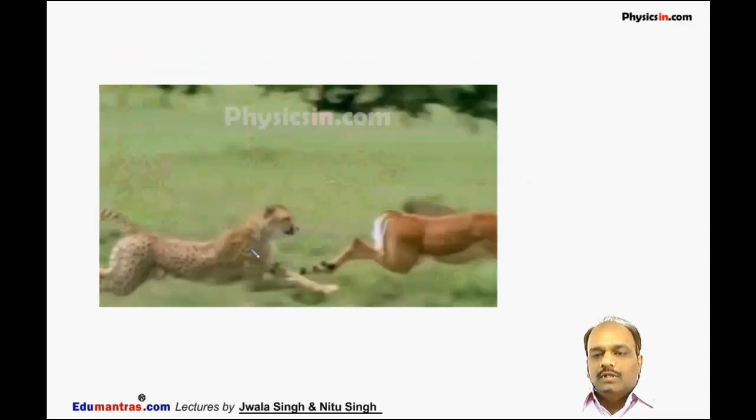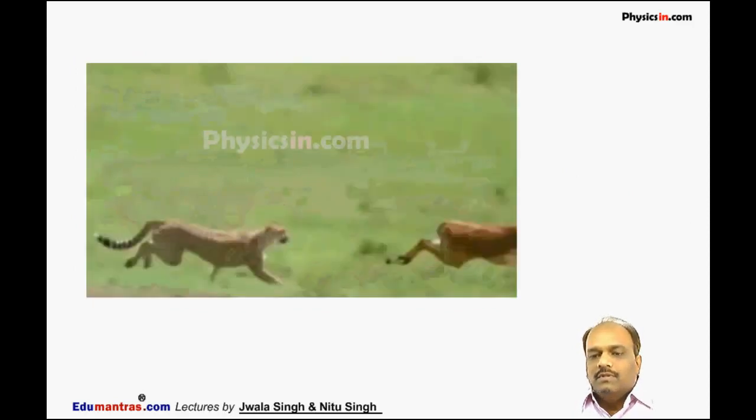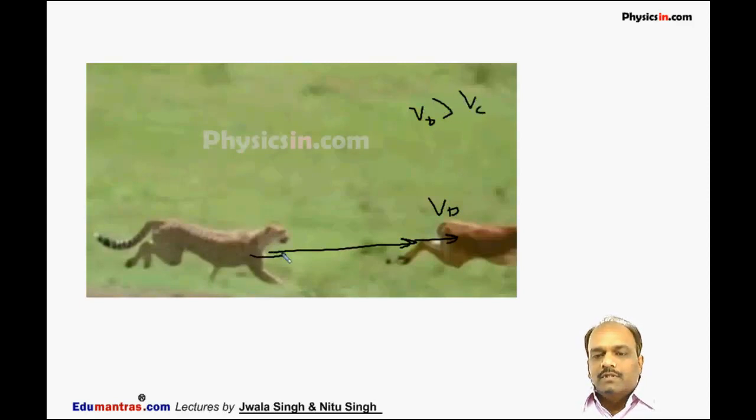Now the distance between these two is decreasing, and after some time this deer increases its speed. If Vd is greater than Vc, then the separation between these two starts increasing again. So I will write plus ds by dt. This is the separation when the deer increases its speed, that is equal to Vd minus Vc if these two are running along the same line. So this is now the velocity of separation.